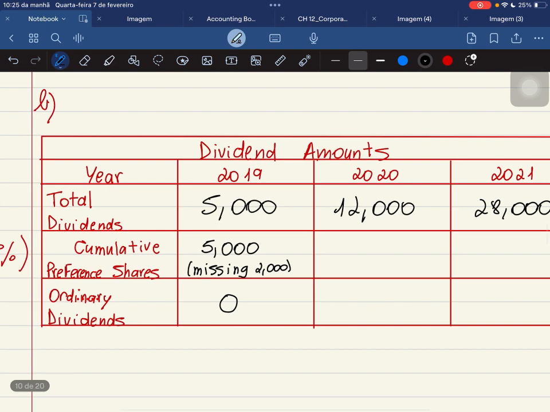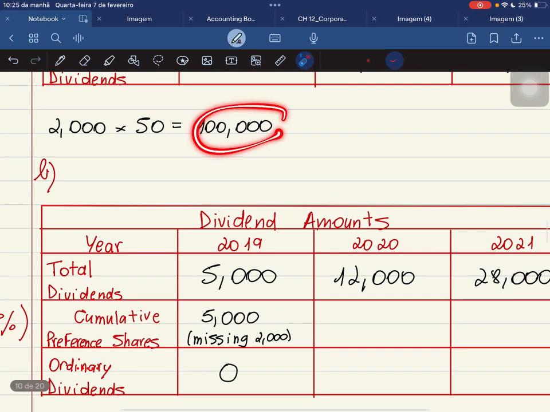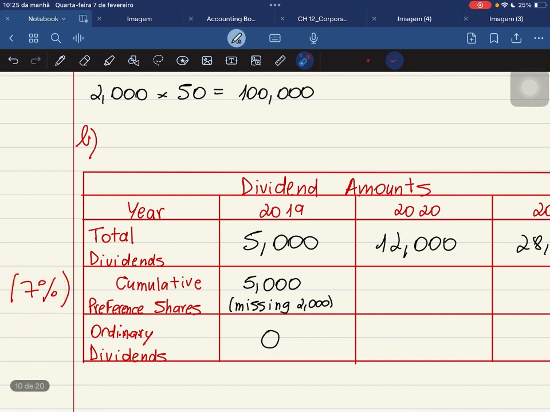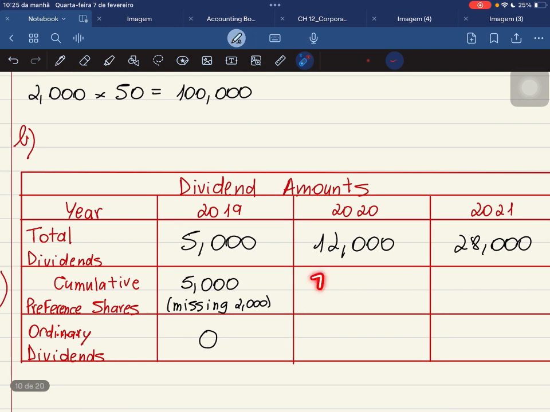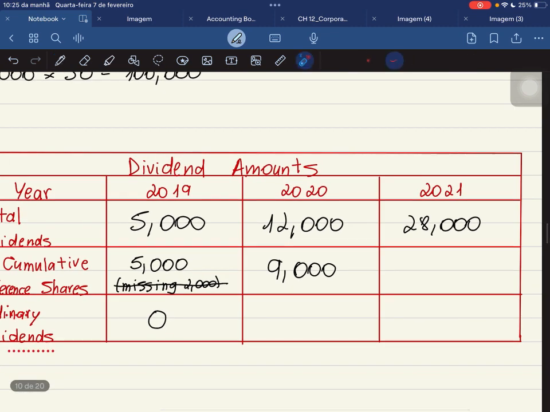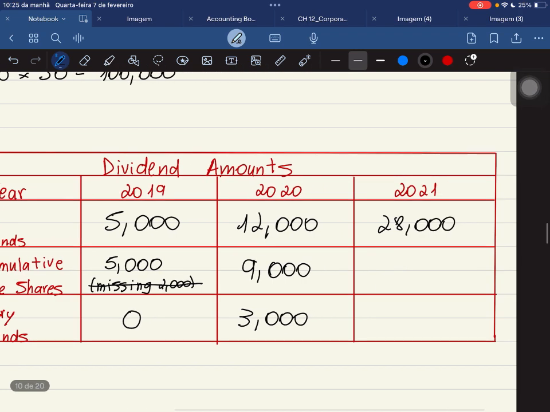Okay, for 2020, same logic is going to be that 100,000 times that 7%, which is going to give us 7,000, right? And in this case, we can put that 7,000 because we have 12, right? Yes, but let's not forget that we are missing 2,000 from the previous year, which means that we will have to distribute 9,000 because we were missing it from the previous year. And I'm just going to cross it for us to know that we already distributed them. Okay, then 12,000 minus 9,000, that is going to give us 3,000 left to be distributed as ordinary dividends.